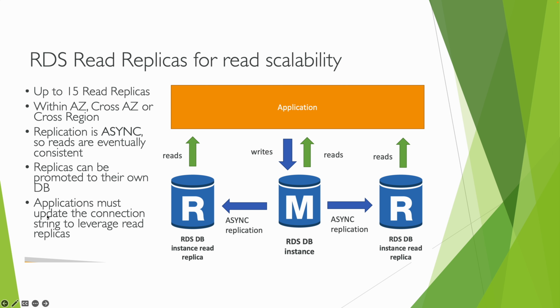Applications must update the connection string to leverage read replicas. As I said, each read replica will get a separate connection string. We connect to our database using a connection string, and with that connection we execute our queries. These read replicas will also get separate endpoints or connection points. We can use those connection points in our applications, connect to the read replicas, and select the data from them.